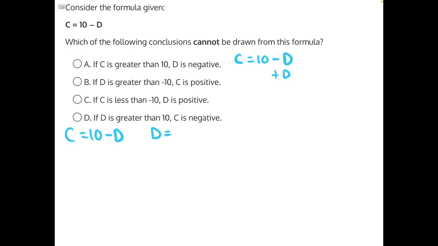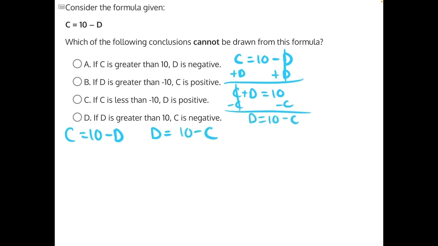So we'll have to add D to both sides. These will cancel. C plus D is equal to 10. Then we'll need to subtract C from both sides, leaving us with D is equal to 10 minus C. Now let's go through our answer choices.